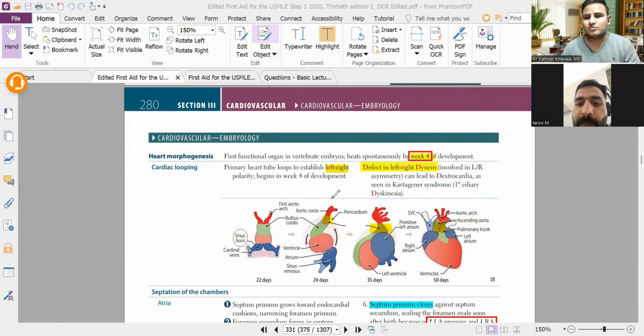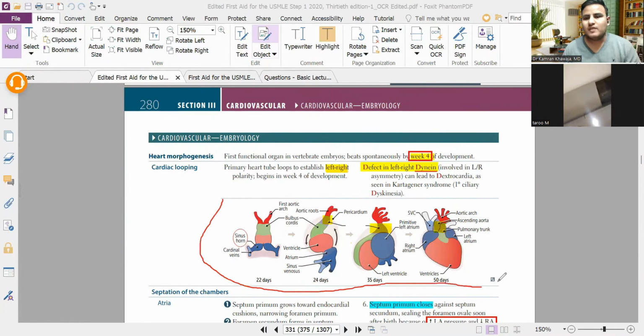And what is the reason for dextrocardia? Defect in dynein. Defect in dynein. What is dynein? We already know about microtubules. We already know that there are some structures in our body that maintain movements. That is cilia, axonemal cilia. So in the establishment or development of the heart, cilia play a very important role, because during this looping phase, cilia contract and slide. That creates a normal left to right polarity.